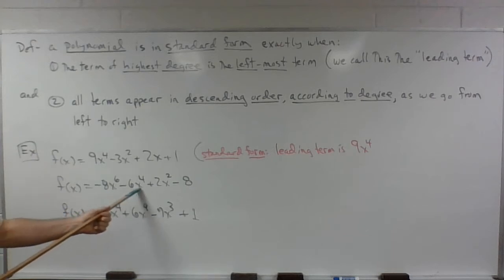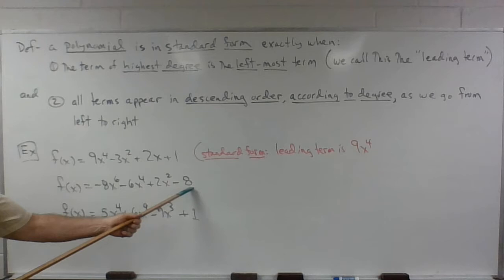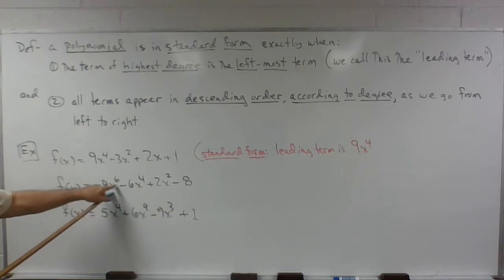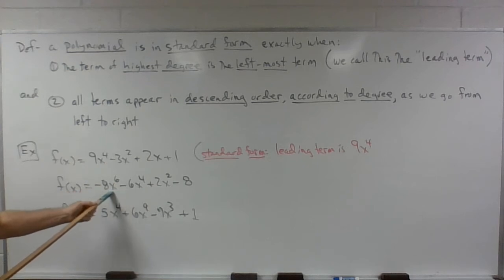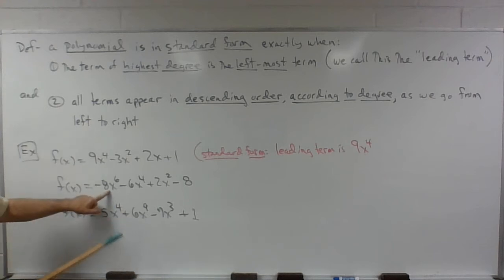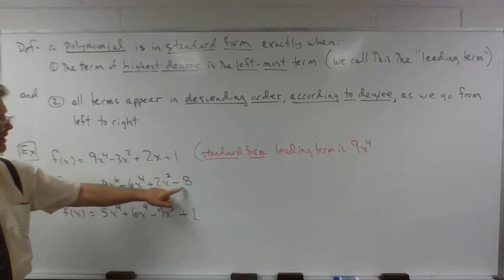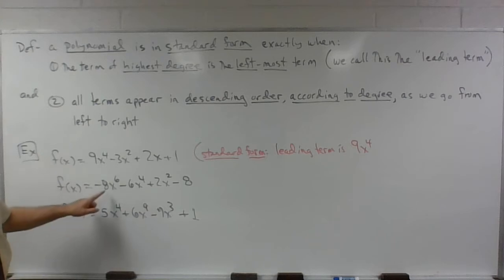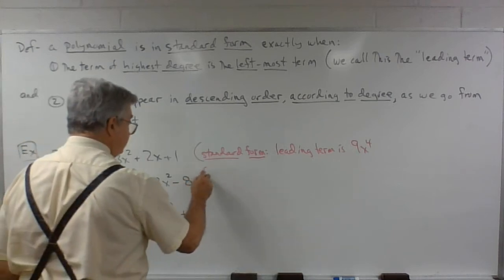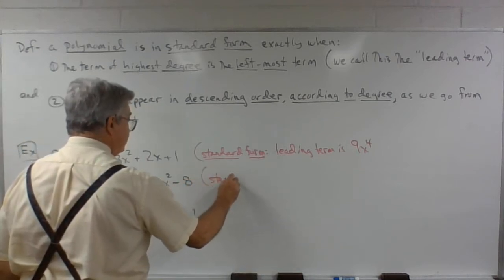Degree 6, degree 4, degree 2, degree 0. The term of highest degree, degree 6, is the leftmost term. So this is in standard form. The leftmost term is the term of highest degree, and the terms appear in descending order according to degree. Degree 6, degree 4, degree 2, degree 0. So this is also in standard form.